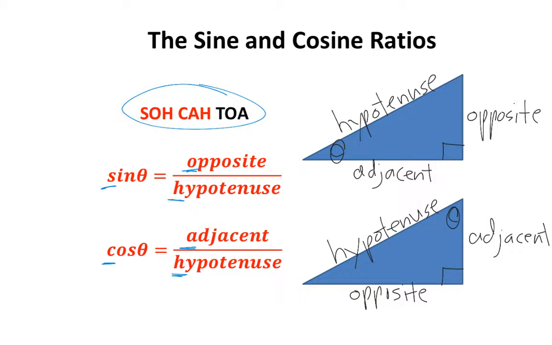So the terms opposite and adjacent are relative terms. While the hypotenuse is always in a fixed position, it is located across the 90-degree angle.